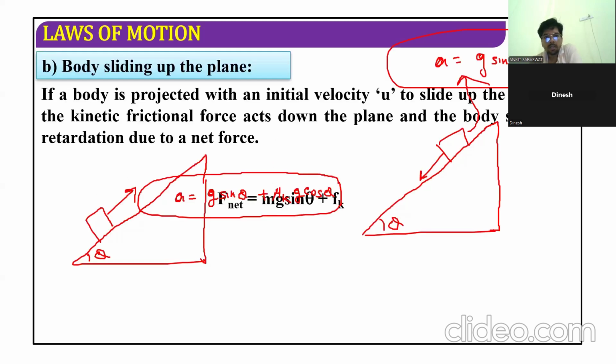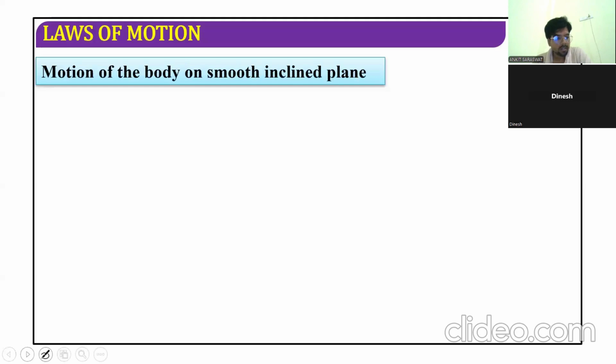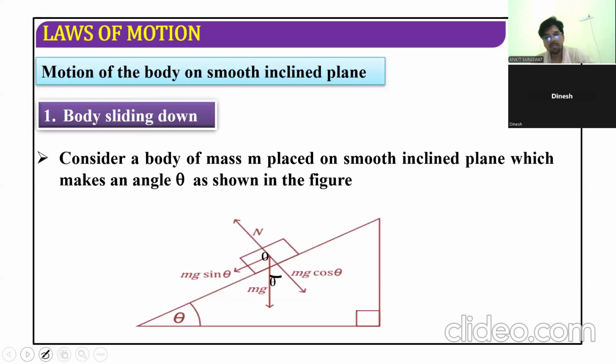Very important. If a body is projected with an initial velocity u to slide up, the things are not important. It's 1 minute. Hello, sir. Wait. Some messages came. One more class actually.